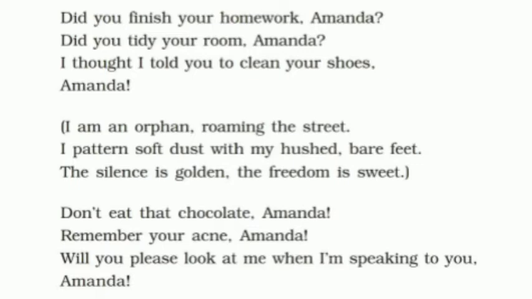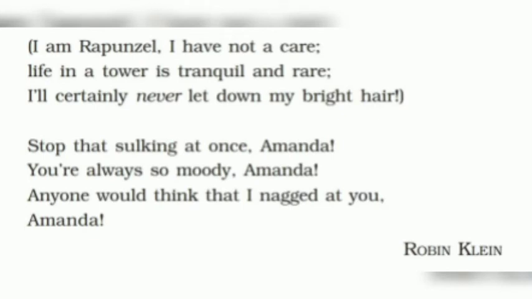Now, students, I will read the fifth and sixth stanzas to you. Don't eat that chocolate, Amanda. Remember your acne, Amanda. Will you please look at me when I am speaking to you, Amanda? I am Rapunzel. I have not a care. Life in a tower is tranquil and rare. I will certainly never let down my bright hair.